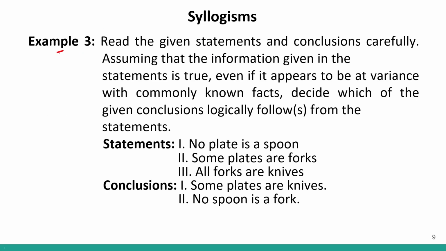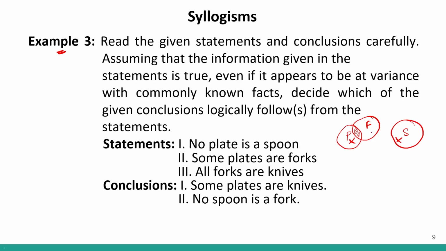Okay. Coming to example 3. Example 3 says no plate is a spoon. That means plate and spoon are separate entities. They will not overlap. Some plates are forks. That means plates and forks will overlap in this area. Some plates are forks, correct?